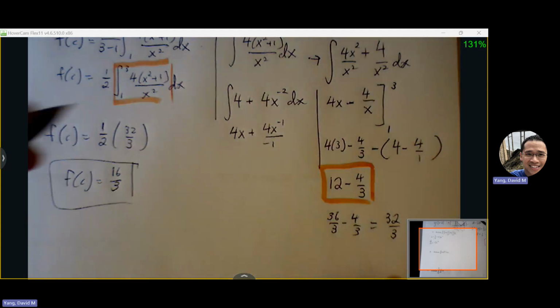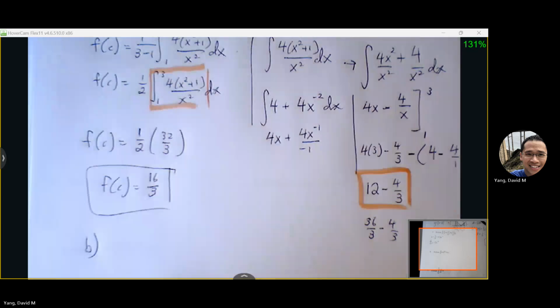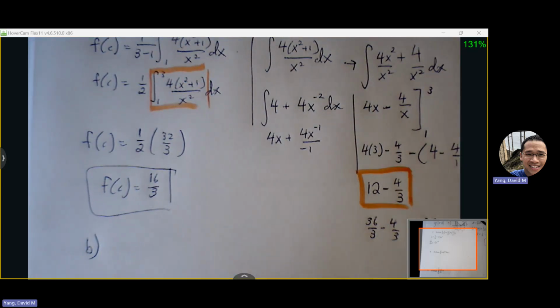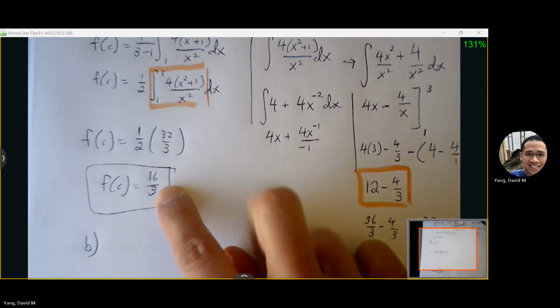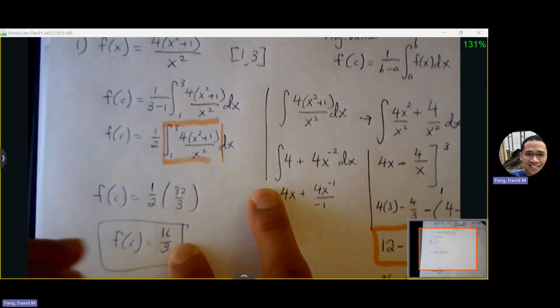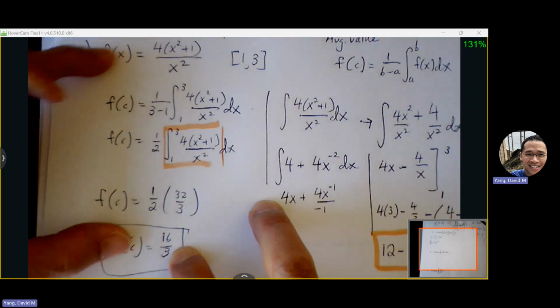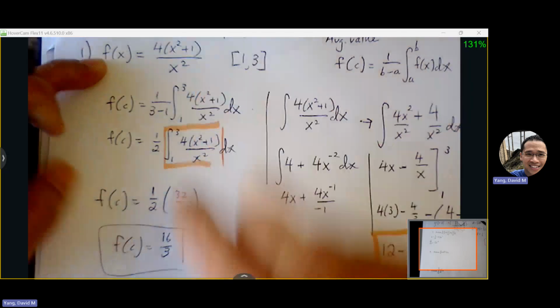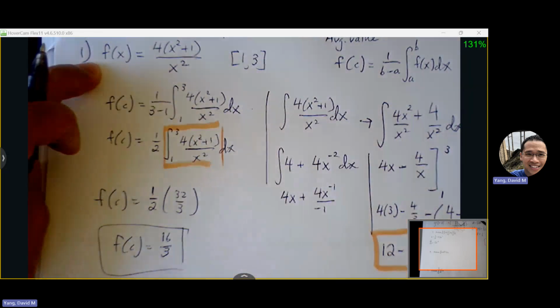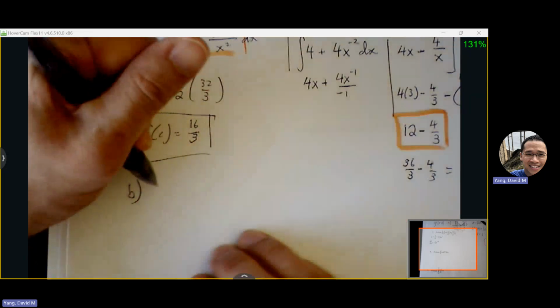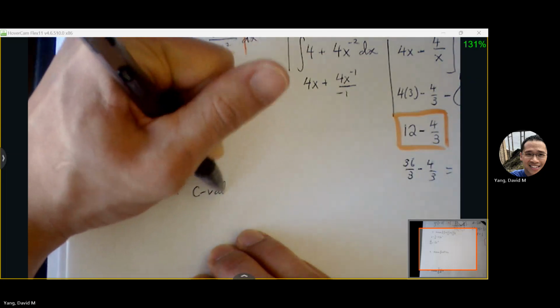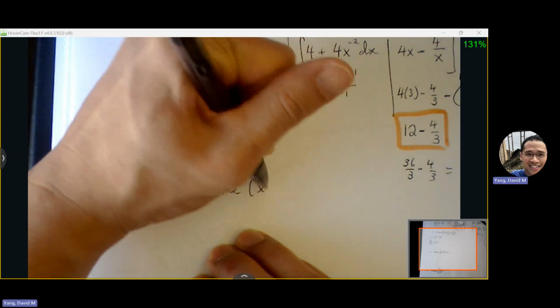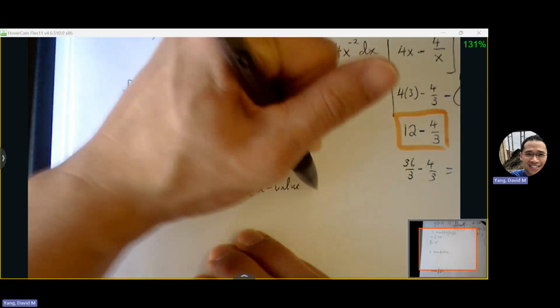Part B says find the C value. So C value just means, okay, I have the Y value. Now let's look for the X. So we're just taking that 16/3, putting it into the Y, and then solve for X. So we're just using the function, trying to work backwards and solve for X. That just basically means the X value solution.